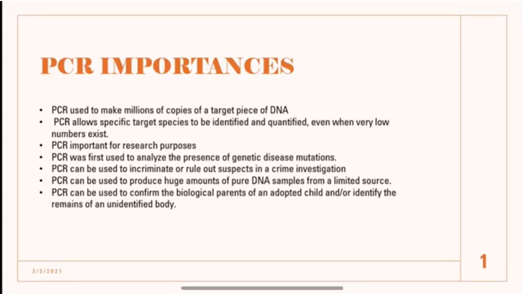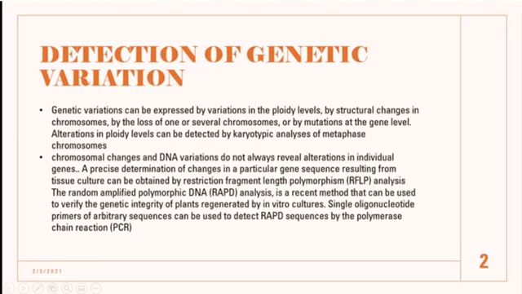PCR importance. PCR is used to make millions of copies of a target piece of DNA. PCR allows specific target species to be identified and quantified, even when very low numbers exist. PCR is important for research purposes, and PCR was first used to analyze the presence of genetic disease mutations. PCR can be used to produce huge amounts of pure DNA samples from limited sources.